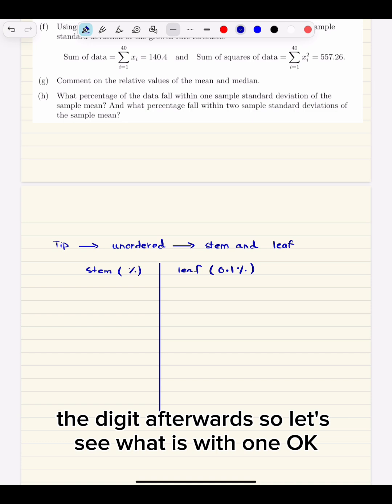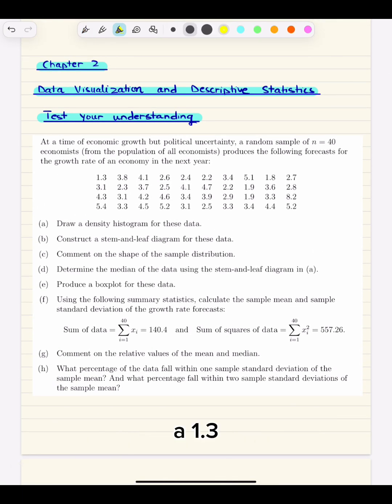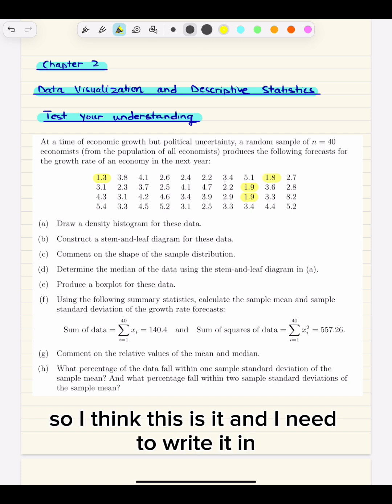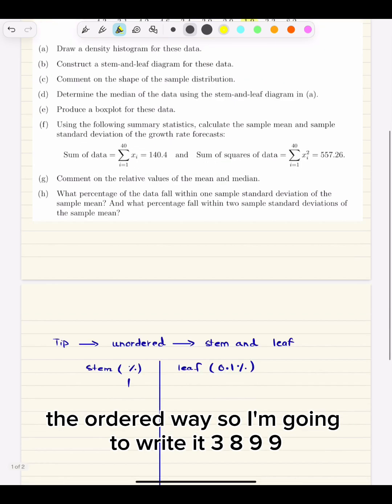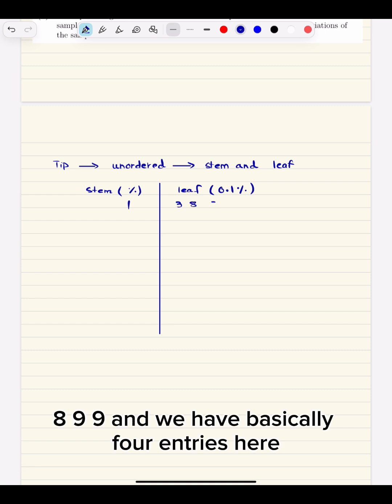So let's see what is with 1. Okay, a 1.3, and the next column we don't have any. Okay, we have 1.9, 1.9, 1.8. So I think this is it, and I need to write it in the ordered way. So I'm going to write 3, 8, 9, 9. Okay, so 3, 8, 9, 9, and we have basically 4 entries here.